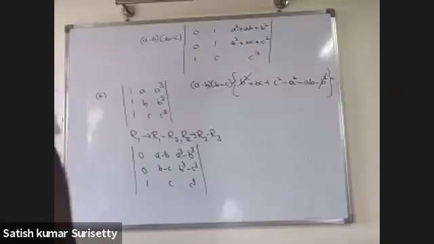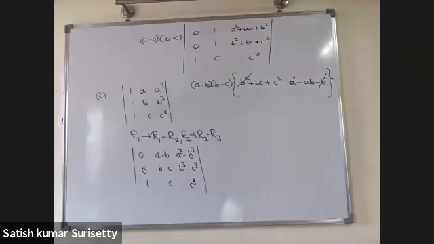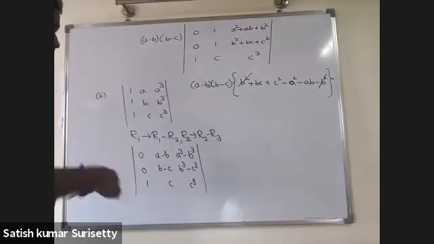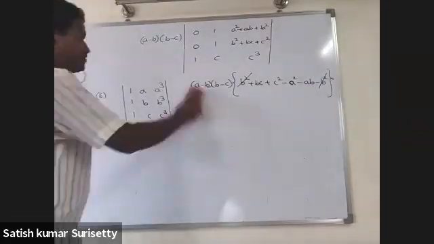Now, is it clear now? Yes. So the first method is what? Applying the operations. Now the second method is using factor theorem. Right, second method, all of you.